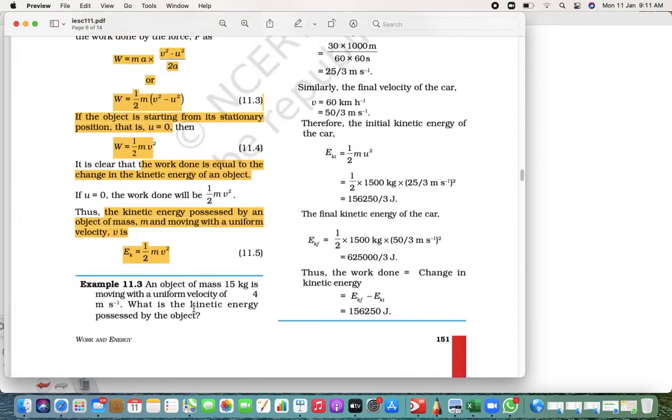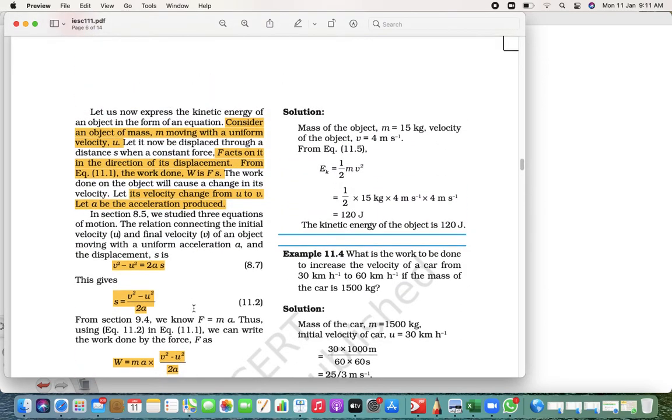Let's say you apply force on an object and the object gets displaced. Initial velocity is u and final velocity is v when you apply force on it, right? So when you push an object, the object gets displaced from one place to another. Hence the kinetic energy it possesses.